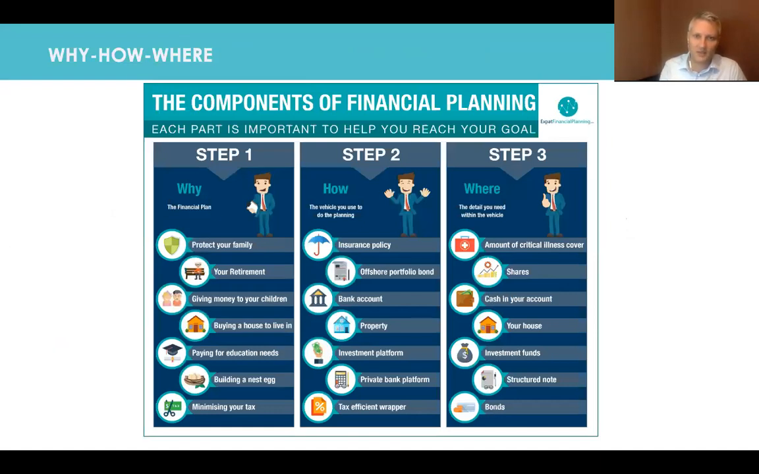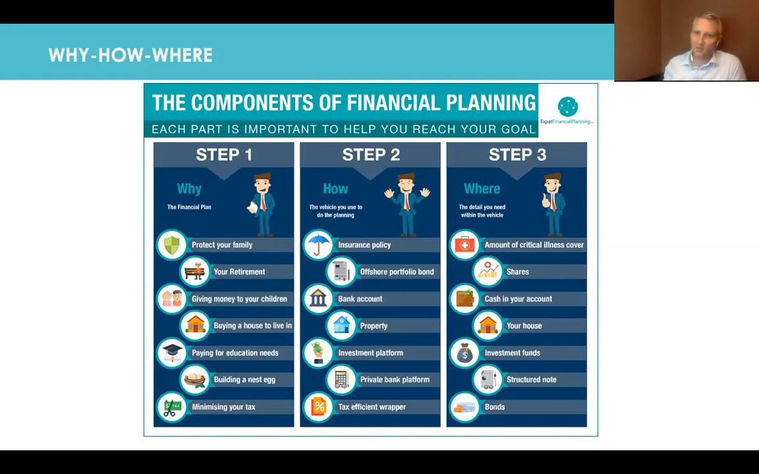There are always 3 stages in the planning. The first stage is why. We just talked about that, understanding those goals and objectives, and this is the most important stage. How you achieve that could be an insurance policy, it could be a buy-to-let portfolio, it could be a private bank platform, it could be any type of vehicle that lets you hold an asset to achieve the why.